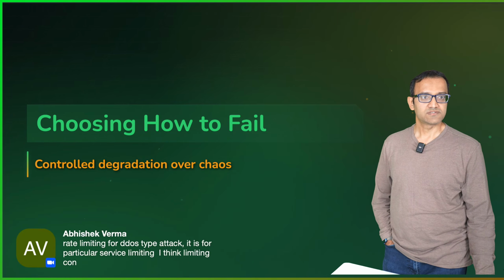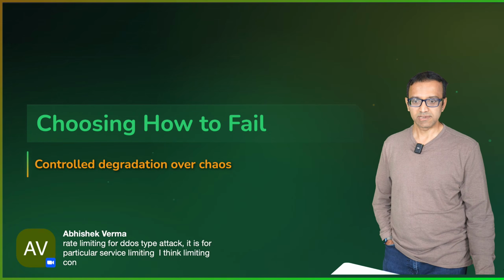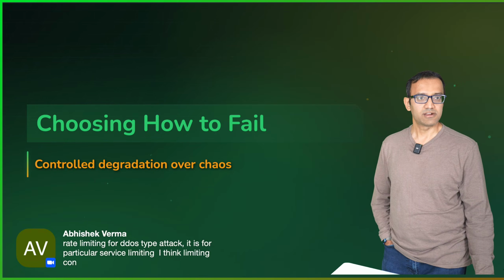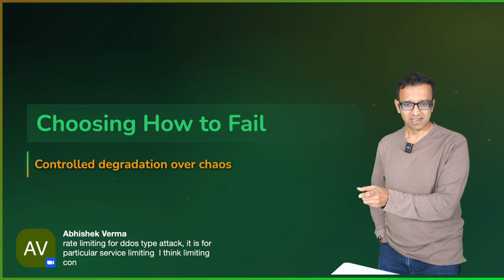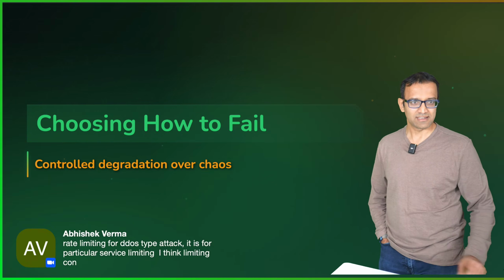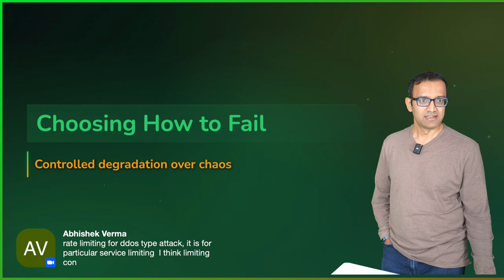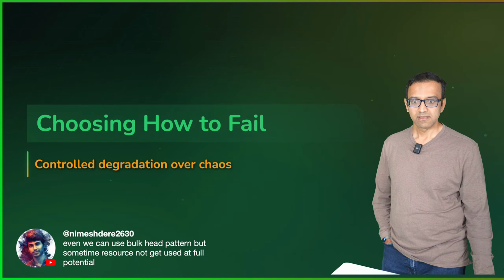Rate limiting is for DDoS type of attack. It's for a particular service limiting, and in limiting, I think your comment cut off there. I hope my answer about rate limiting versus concurrent limiting is clear. Even you can use the bulkhead pattern, but sometimes resources are not getting used at full potential.